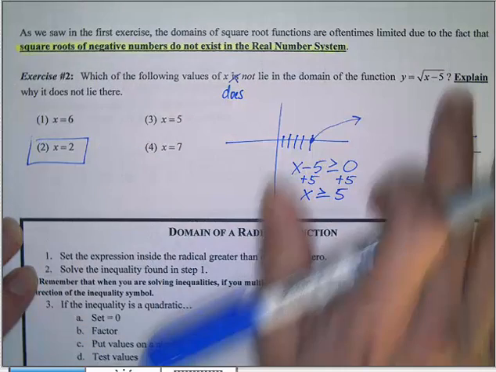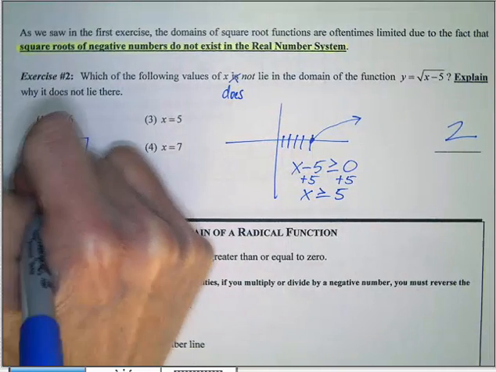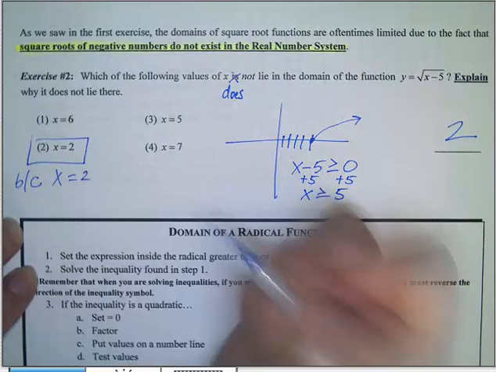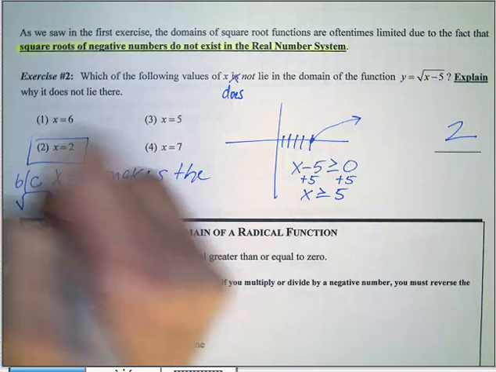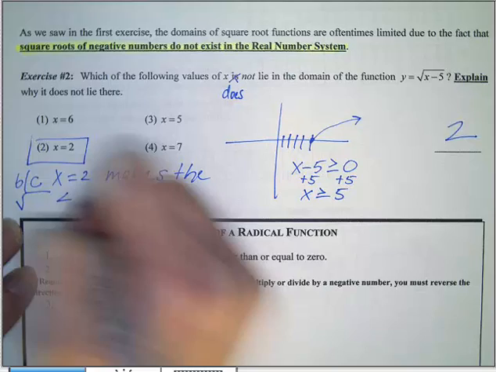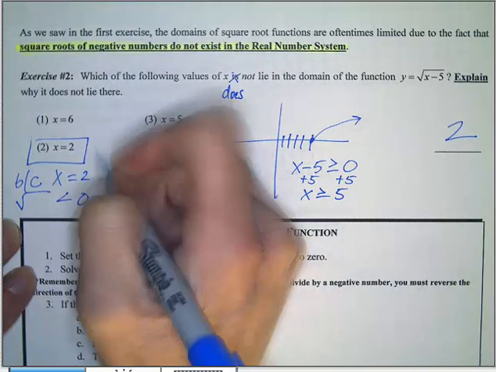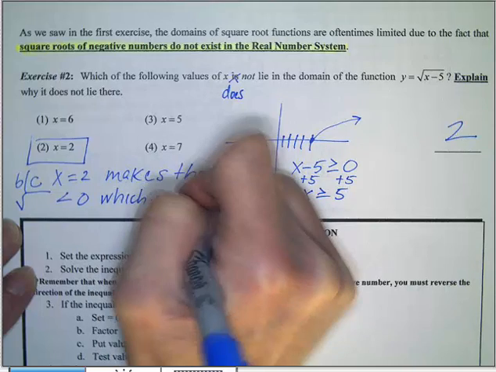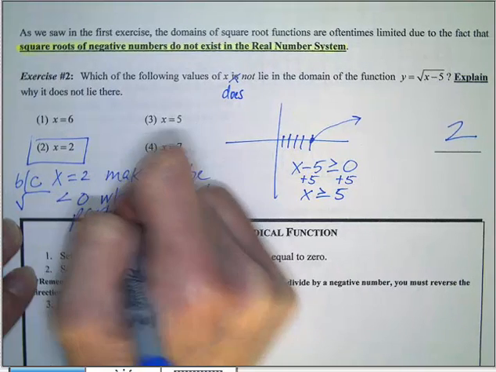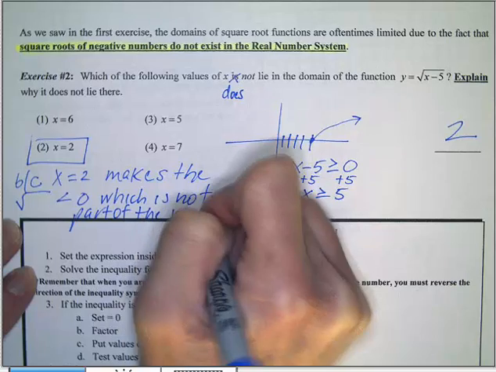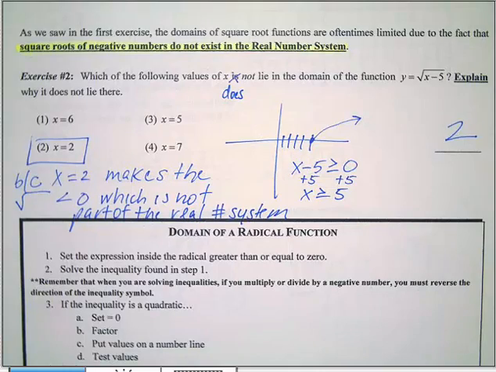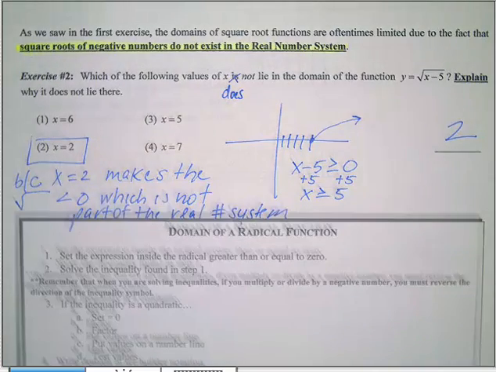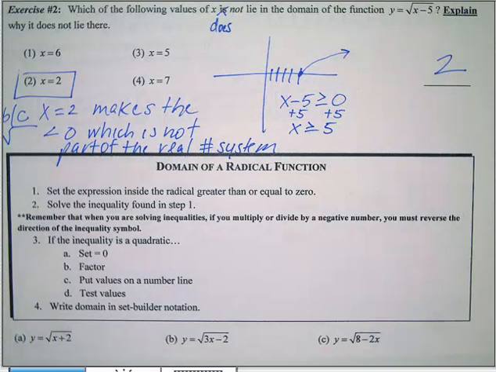Well, we have to explain that. Because x equals 2 makes the radical less than 0, which is not part of the real number system. Okay? All right, pause the video, take a minute to read the box about finding the domain of a radical function, and then we're going to practice a bunch.